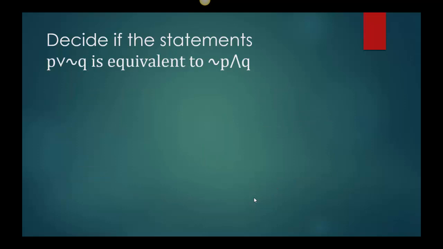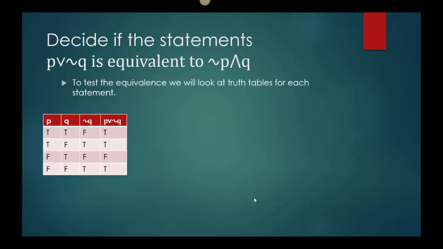This time my statements are P or not Q, along with not P and Q. And I want to decide if they're equivalent. So once again, I'm going to do two truth tables. The first one is going to be for P or not Q. I know I need P, I know I need Q, but because there's a negation, I know I also need not Q. So I start true, true, false, false, true, false, true, false. This time it's the Q that's negated, so true, false becomes false, true, false, true.